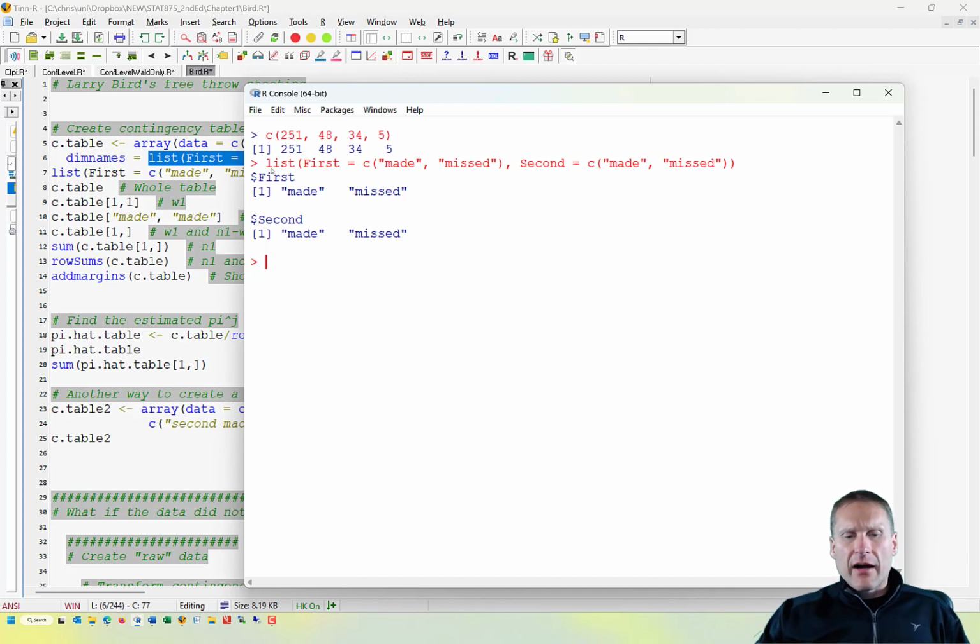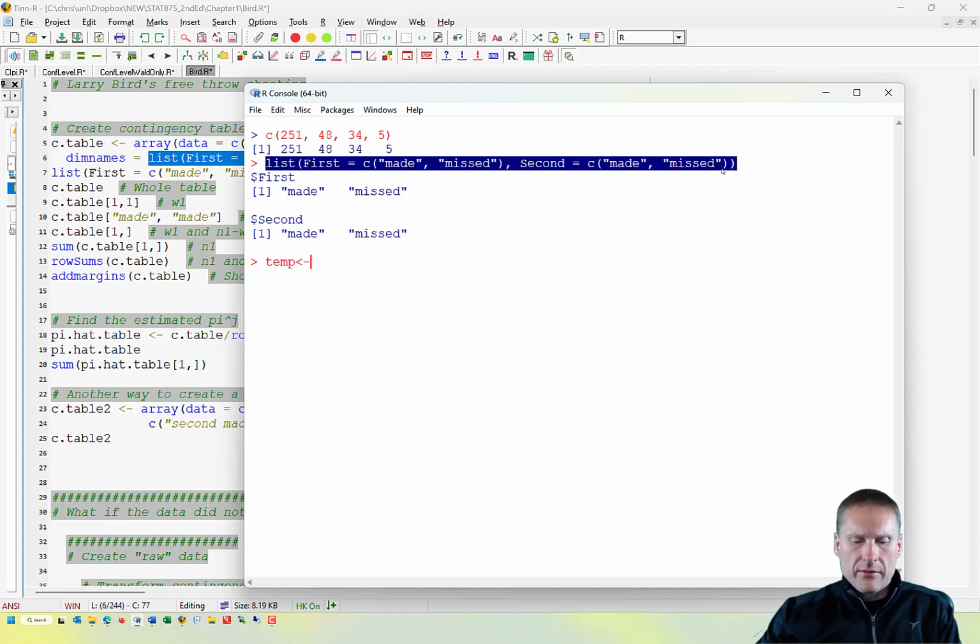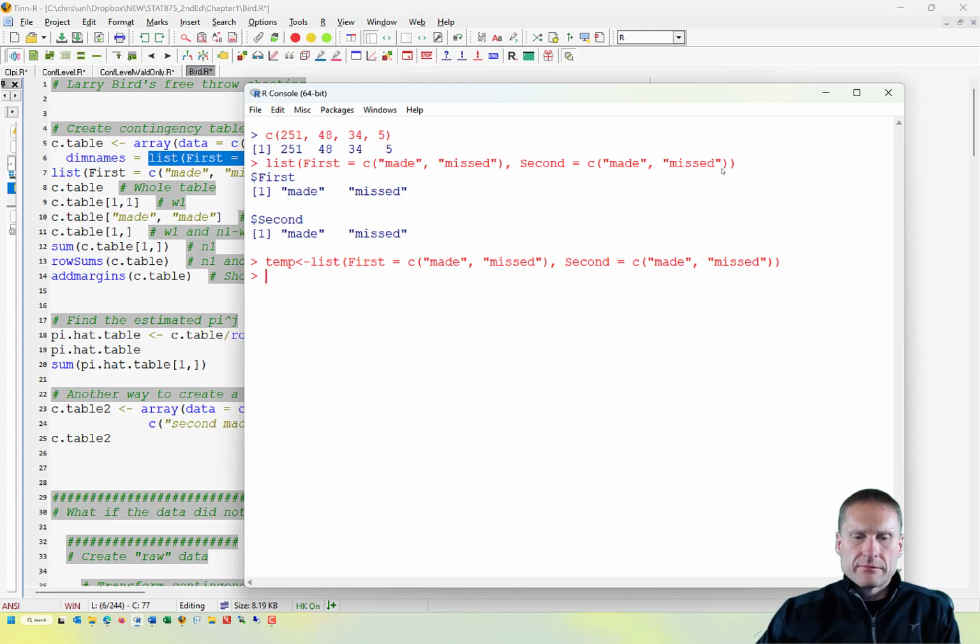So you can see here I highlighted just that small segment of code inside of the array function, and look what we get. We get $first, so there's the first, and then we have the 2 levels, made and missed. Similarly for second. So if I wanted to, I could create an object with that list. Oops, there we go. And if I did temp$first, I could just pull out what's represented as the rows.